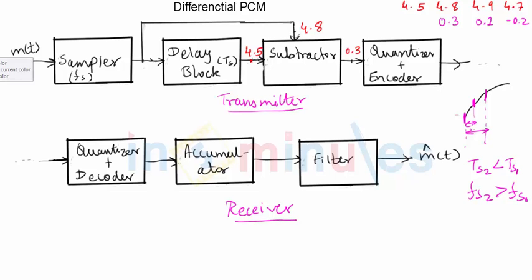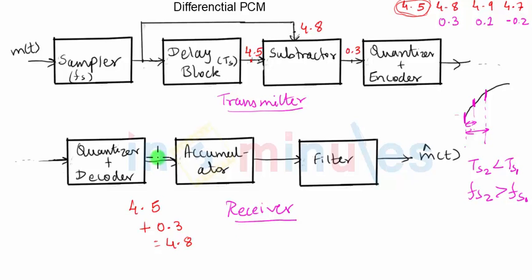Please remember that you can't just start transmitting the differences. We will always have to transmit the first reference sample also. So the first reference sample will be given to the accumulator, that will be 4.5. The next value which will be given to the accumulator will be the next sample that was transmitted. We did not transmit the next sample, we instead transmitted the difference, which is 0.3. So 0.3 basically gets added to 4.5, giving us the sample value of 4.8.